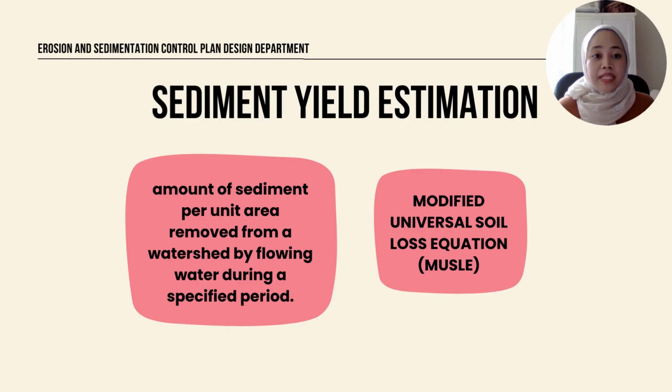Next is sediment yield estimation. The amount of sediment per unit area removed from a watershed by flowing water during a specific period. And lastly, the modified universal soil loss equation, which we call MUSLE.